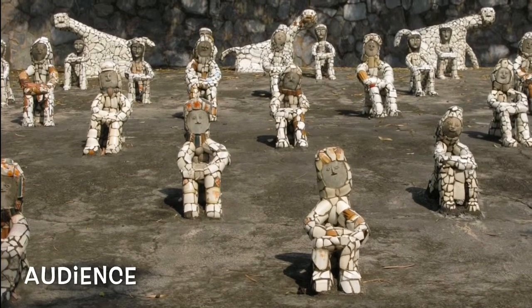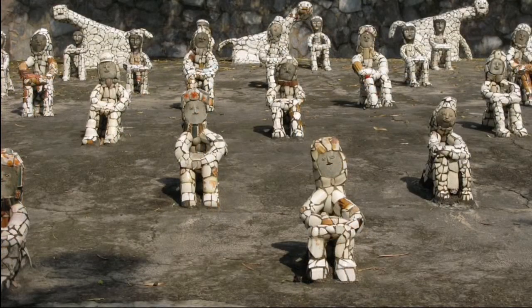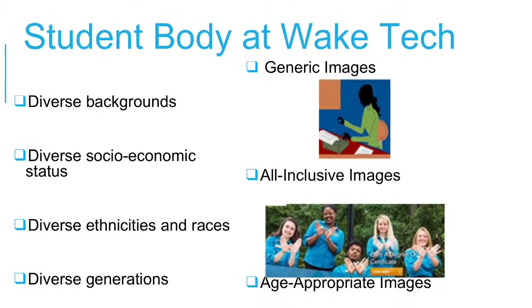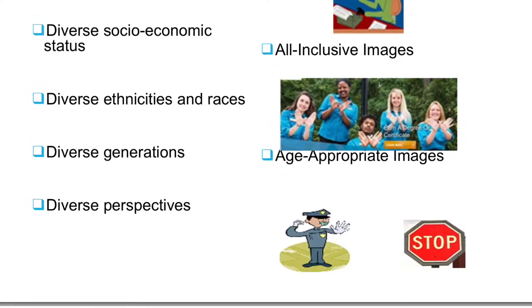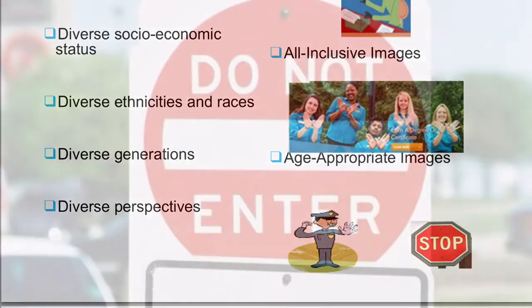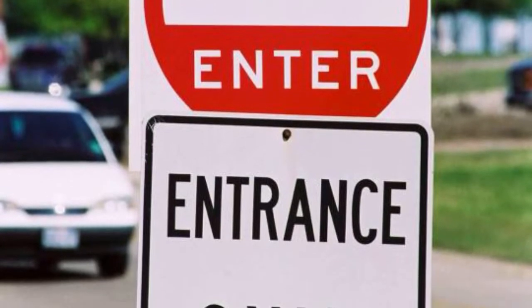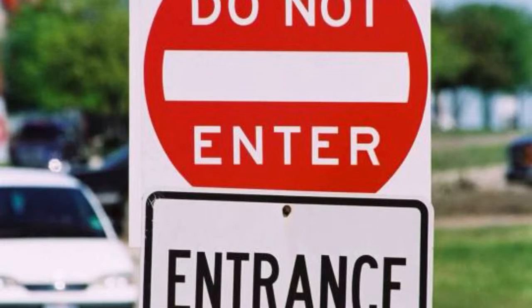Our audience is made up of our students. Think about the diverse backgrounds, ages, perspectives that our students have. We need to make sure that when we create videos, we choose generic images, all-inclusive images, and even age-appropriate images to connect to our audience. We also want to make sure that we choose images or videos that are not confusing in terms of the message that they send.